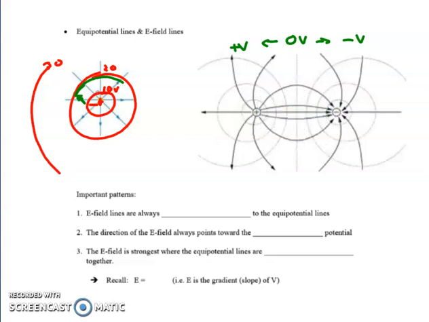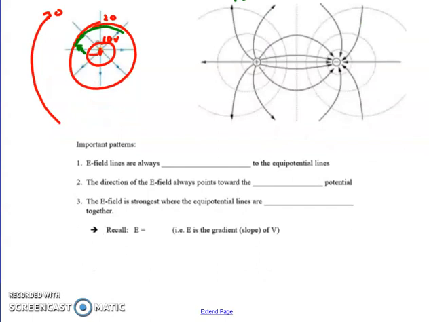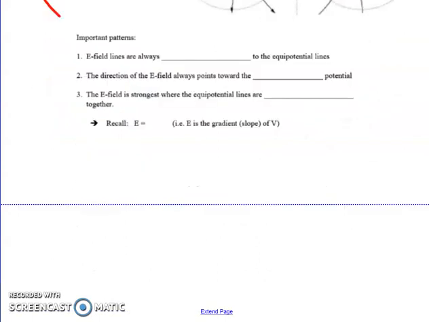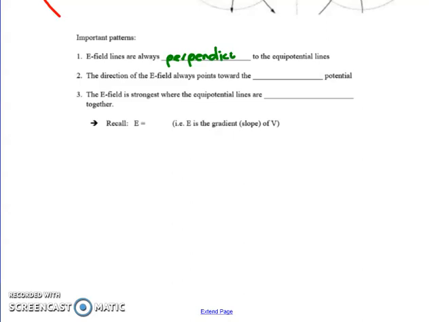So, patterns that we want to make sure we recognize and use on some of the following problems. E field lines are always perpendicular to equipotential lines. And so if you were given a map of equipotential lines, you should be able to draw field lines such that any field line as it crosses a potential line is going to be perpendicular. You'll have some practice with that.